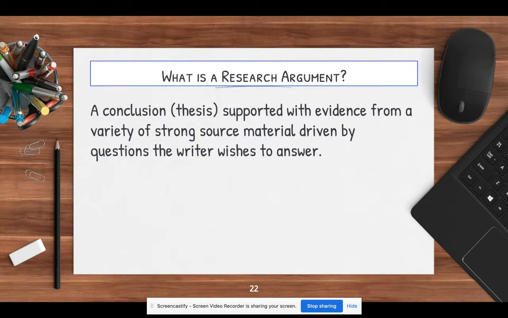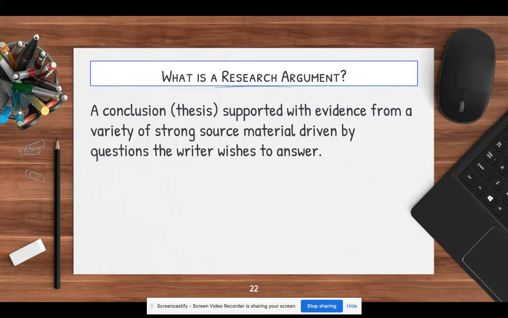I'm not a fan of using the words of the actual term or the type of essay in the definition, because that doesn't help you understand what I'm looking for. So you can read this slide, but essentially you're making a conclusion after you have done research in order to answer some questions that you have that you're curious about.